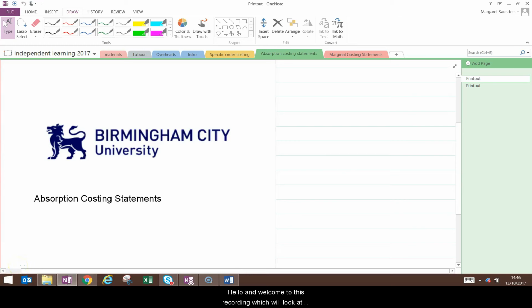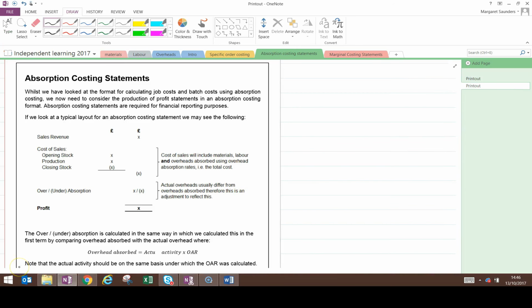Hello and welcome to this recording which will look at the production of absorption costing statements. Absorption costing statements are required for financial reporting purposes and they will be prepared for a period of time, for example a month, a quarter, 6 monthly or annual basis. The typical layout of an absorption costing statement can be as we see here.